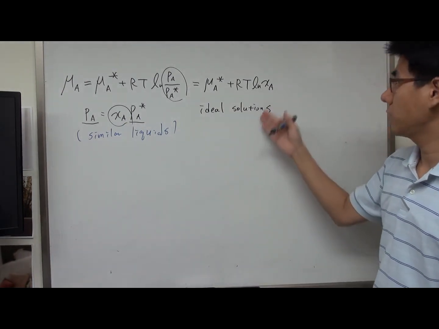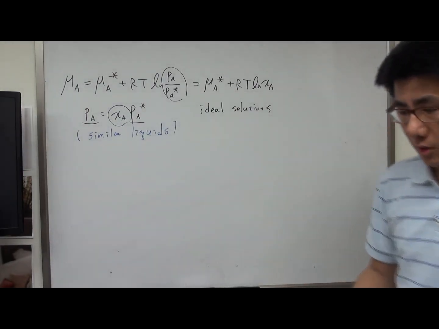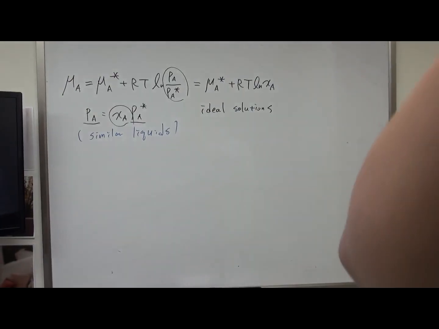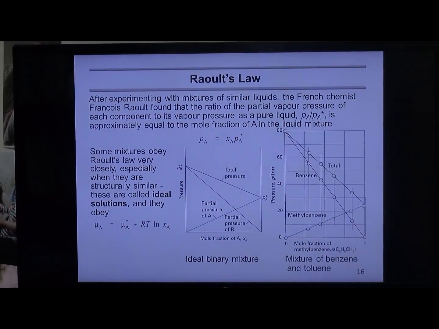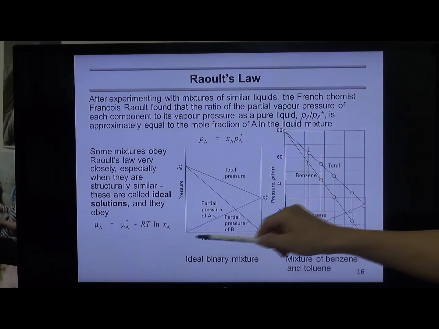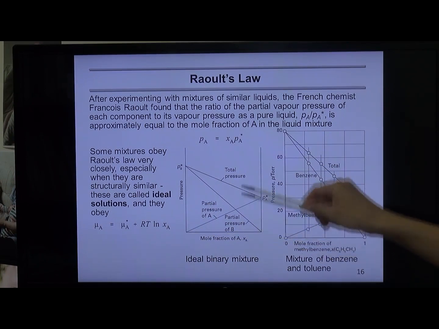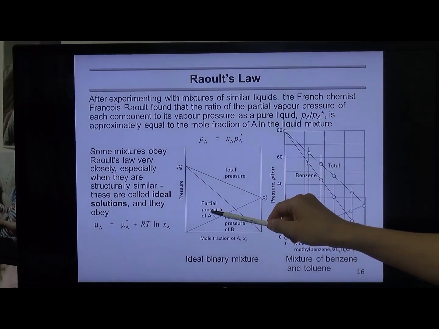Okay, ideal solutions follow this law, as you see from the slide. Liquids following this ideal solution or Raoult's law, if you plot vapor pressure as a function of composition or mole fraction, then you see that they are linear, right? Because vapor pressure is linear to the mole fraction of the material, for both component A and B.